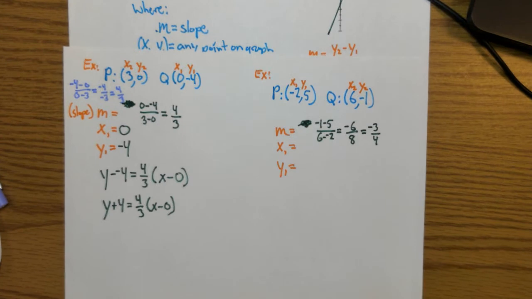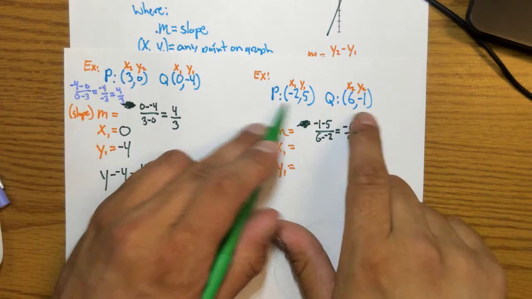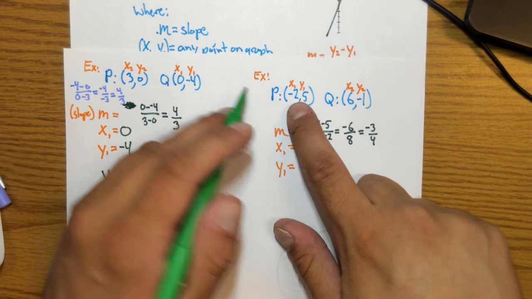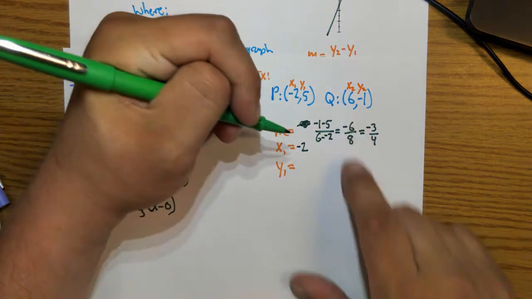And then x1, y1, like I said, doesn't matter which one we pick. I'm just going to pick p. So our x1 is -2.